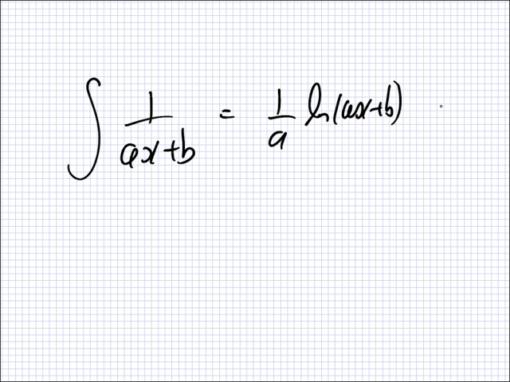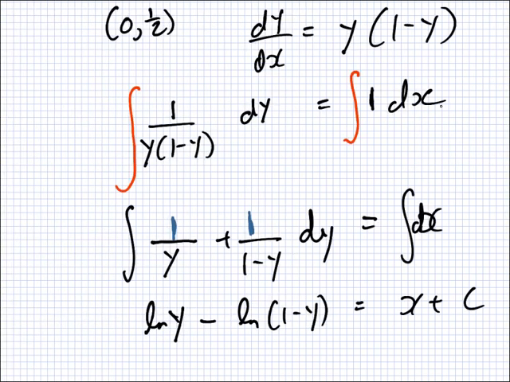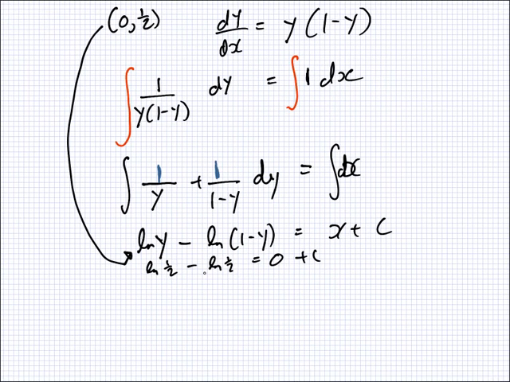It's ln y minus ln(1 minus y). Now let's put this in to get the C, okay? So that's log a half minus log a half equals 0 plus C. So what's C? What is C? 0. Thank you.